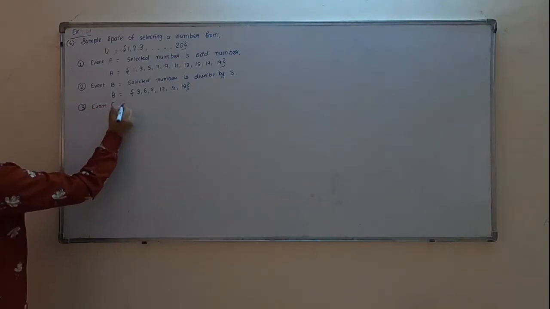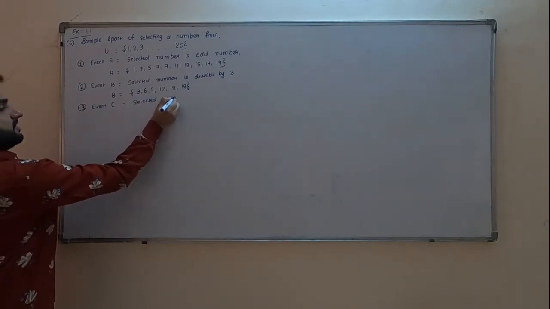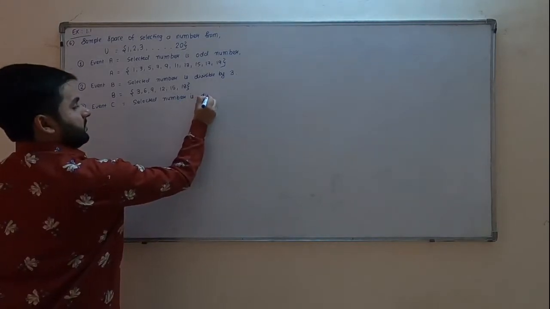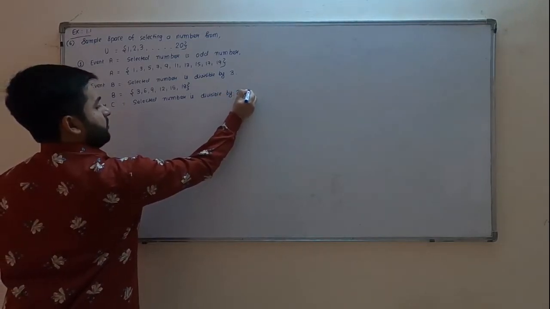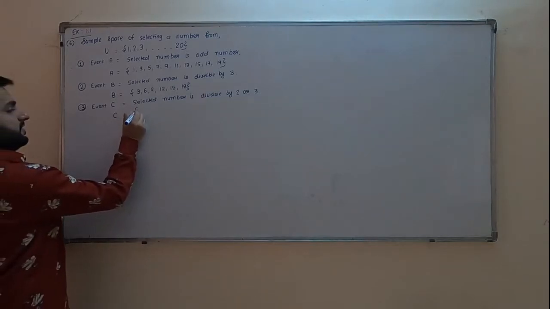Number 3, event C: the selected number is divisible by 2 or 3. So both numbers are to be checked.